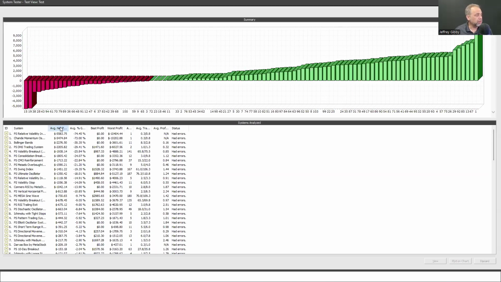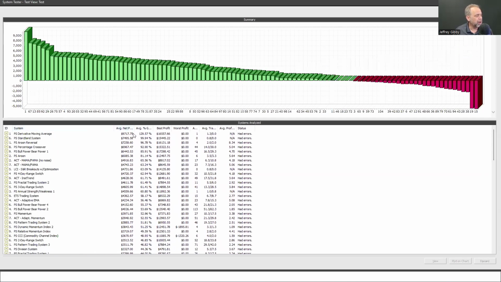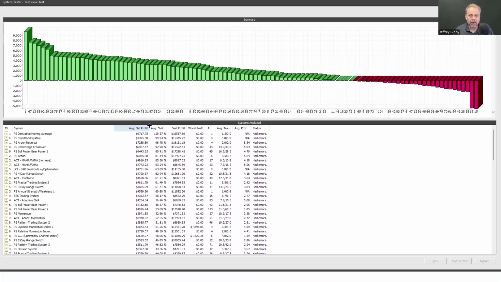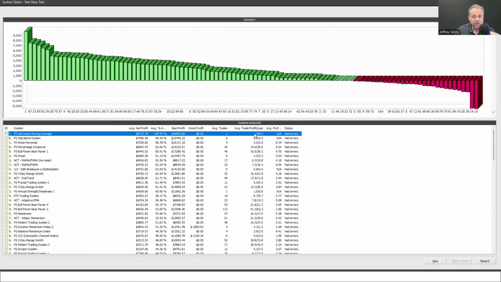I've already sorted this on average net profit, and let's take a look at these. For average, obviously that just means average. Out of the 4 or 5 stocks that we put in here, our top performing system, called the PS derivative moving average, would have made about 129% average gain. The best profit being 16,000, the worst profit being 0. It didn't trade a lot. Average trades were about 1. Average win versus average loss was 1.3 to 0 because it didn't have any losses.